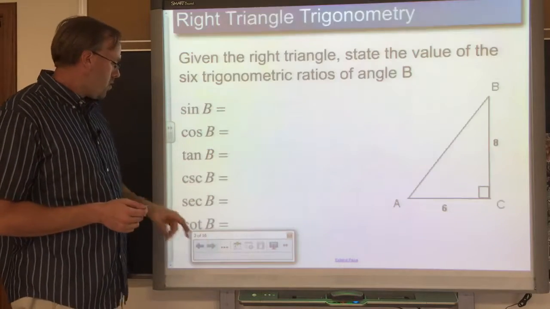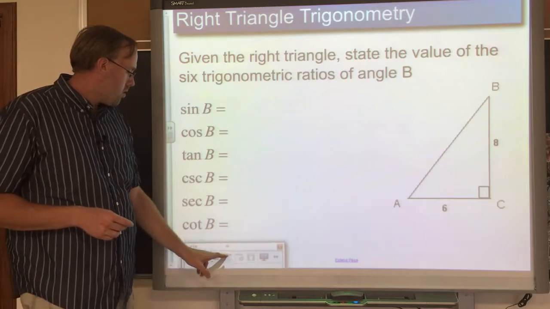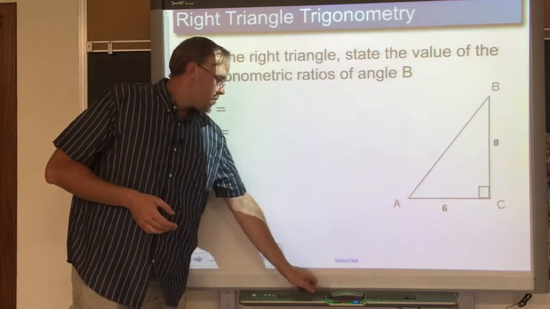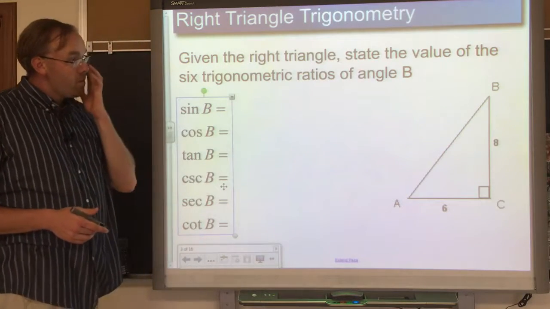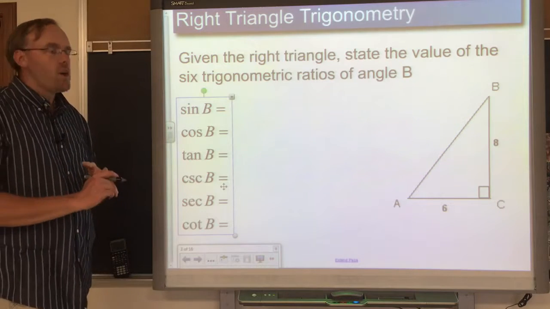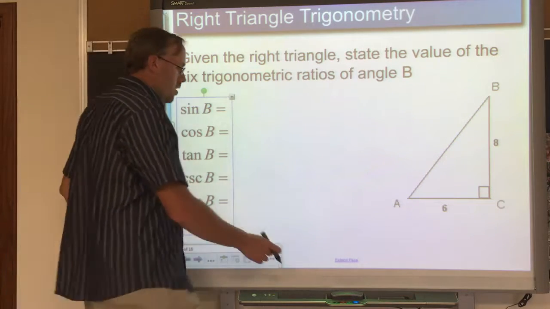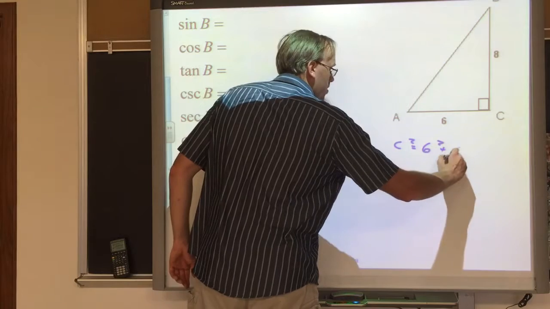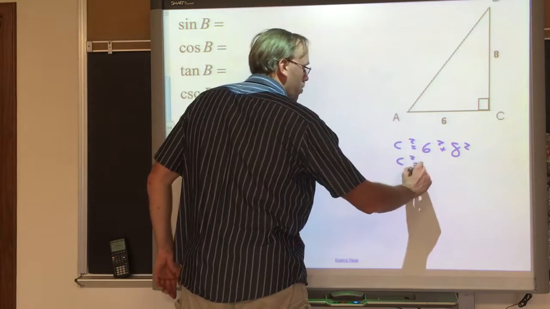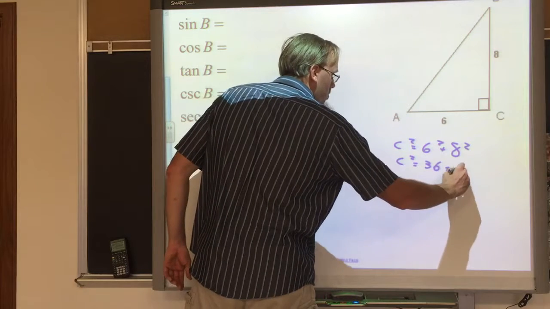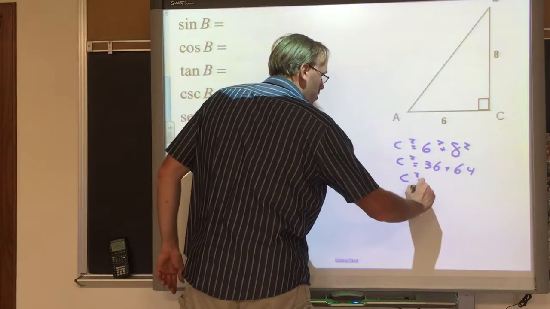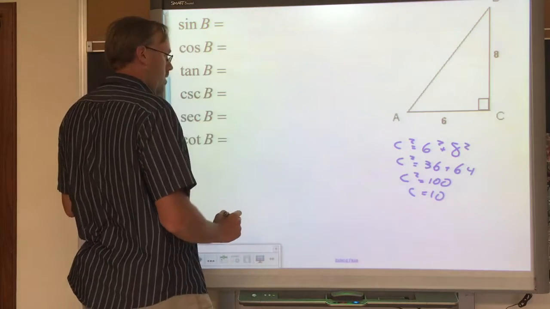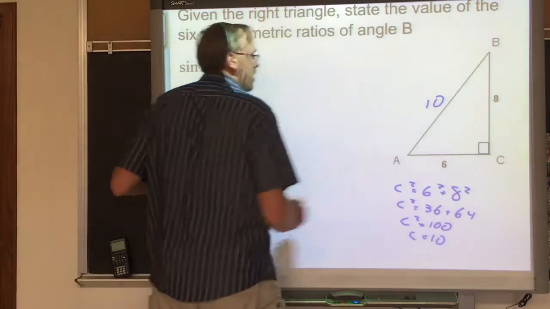So the first thing we're going to do is identify what these 6 trig ratios are for this triangle. We have our triangle and we need to figure out what our hypotenuse is. So we use the Pythagorean theorem and we say c squared equals 6 squared plus 8 squared. So 6 squared is 36, 8 squared is 64, so c squared is 100, so that means c equals 10. So that is the length of our hypotenuse.